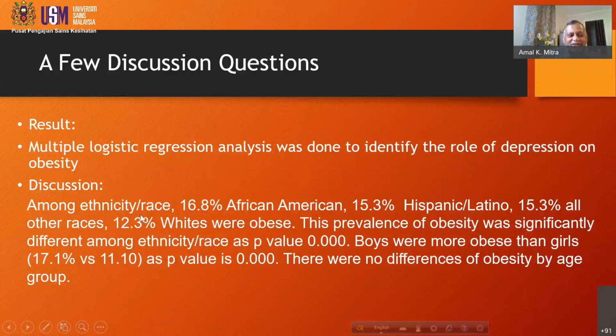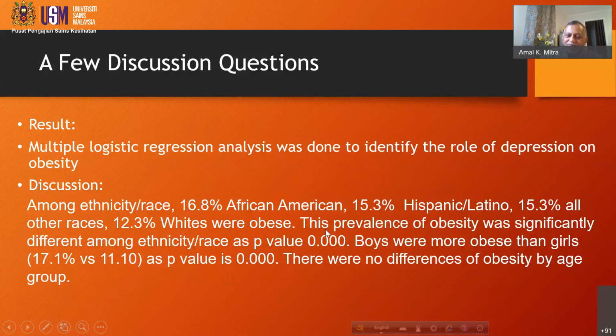among ethnicity or race, 16.8% African American, 15.3% Hispanic or Latino, 15.3% all other races, 12.3% whites were obese. You see, there's a mix of who are obese and what is the distribution of ethnicity and race. So these two cannot go in a single sentence with a comma there.